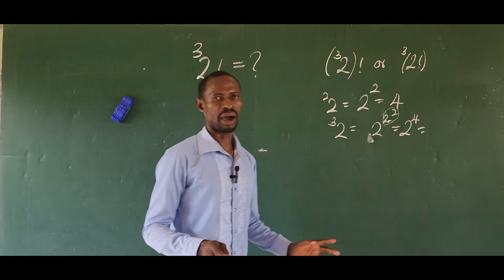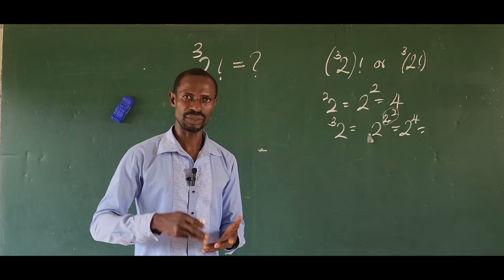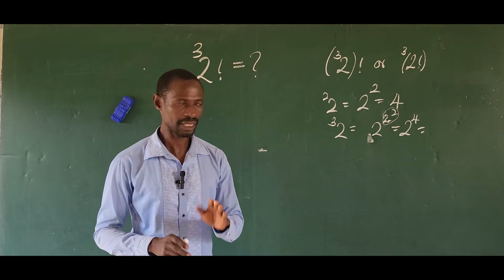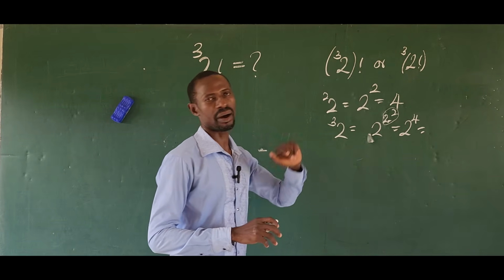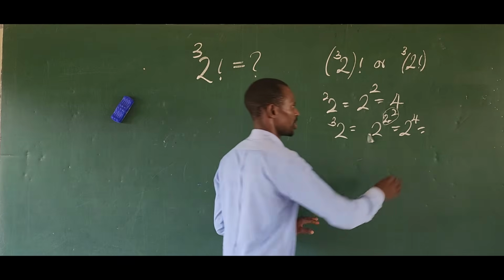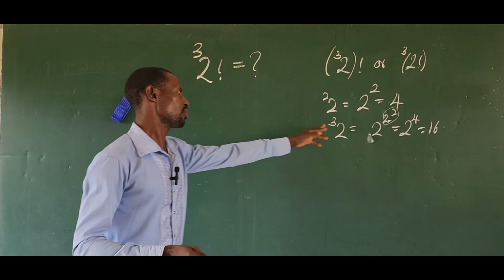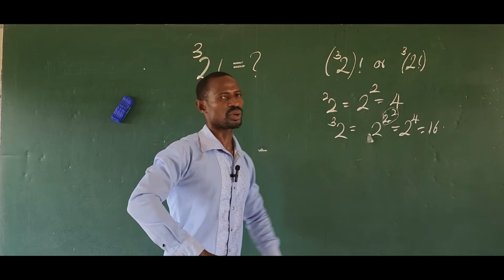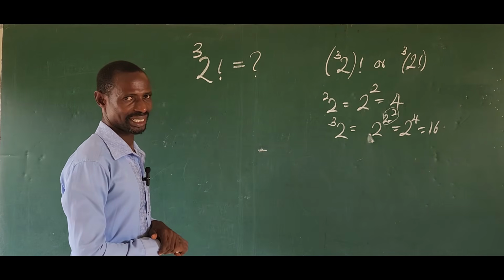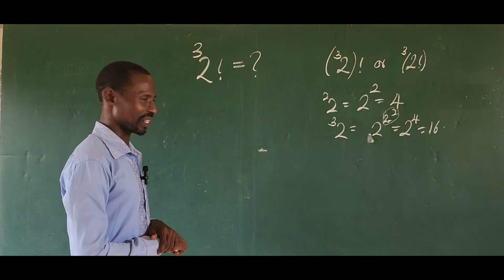Again, what is 2 to the power of 4? It means 2 times 2 times 2 times 2, 4 places, right? Good. So 2 to the power of 4 will give us 16. So 2 tetration 3 is equal to what? 16. Easy. Okay, good.